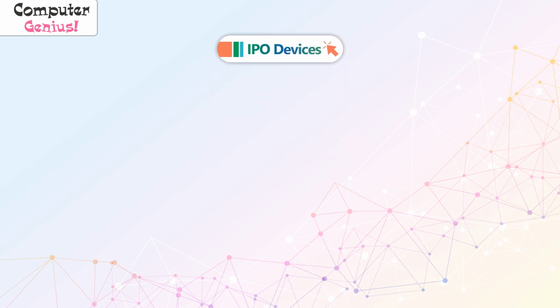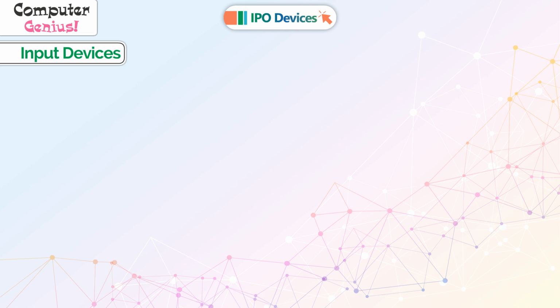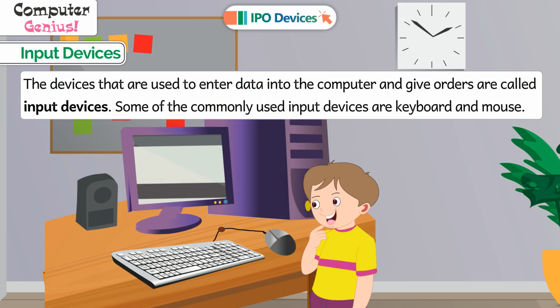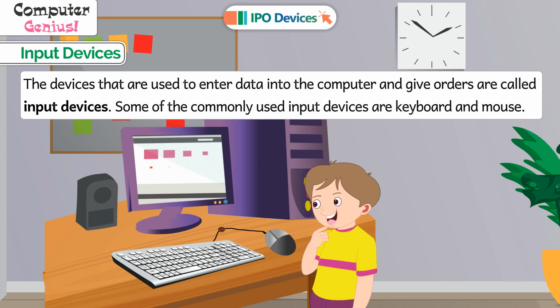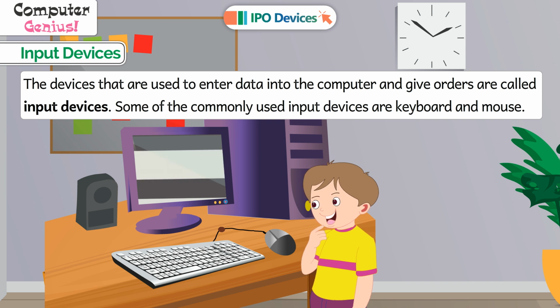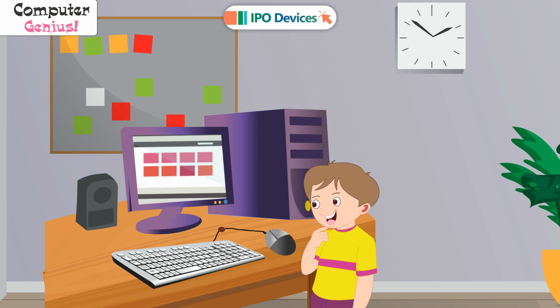IPO devices. A computer is made up of many parts. These parts are also known as devices. Input devices. The devices that are used to enter data into the computer and give orders are called input devices. Some of the commonly used input devices are keyboard and mouse.